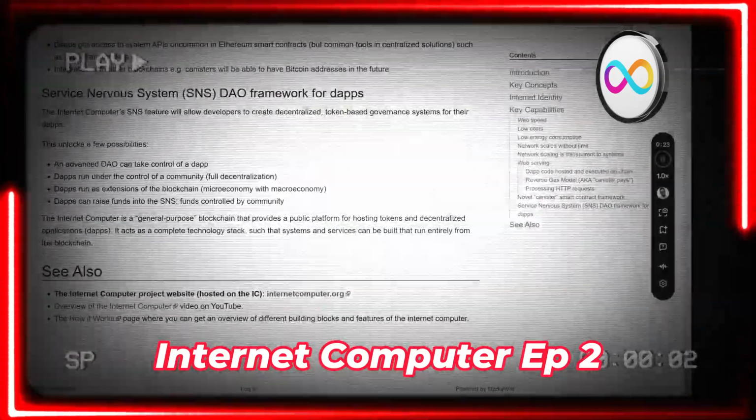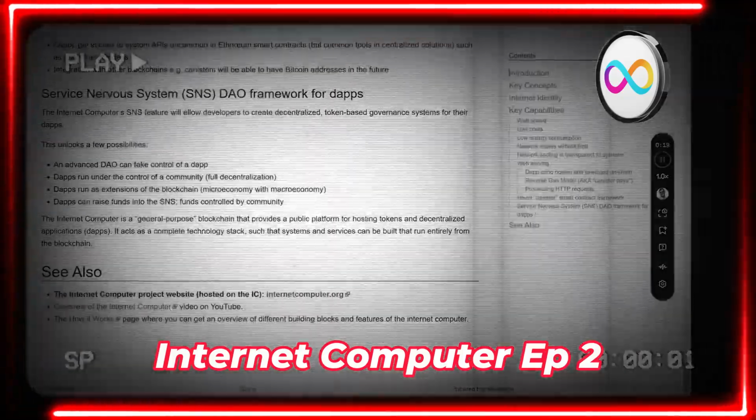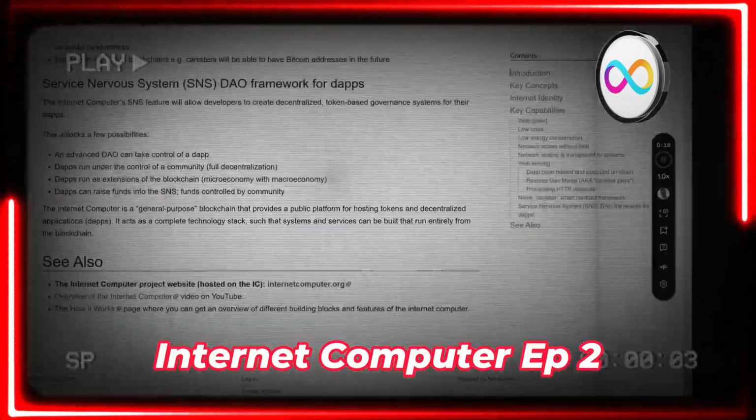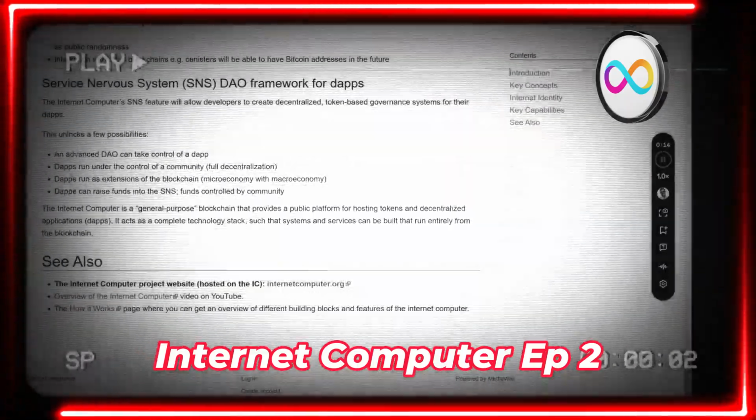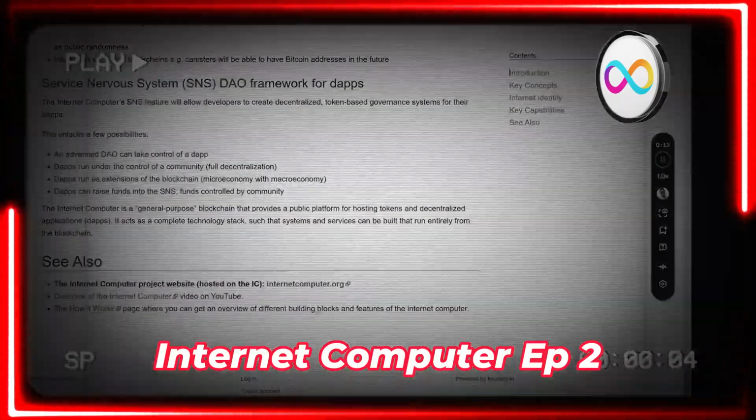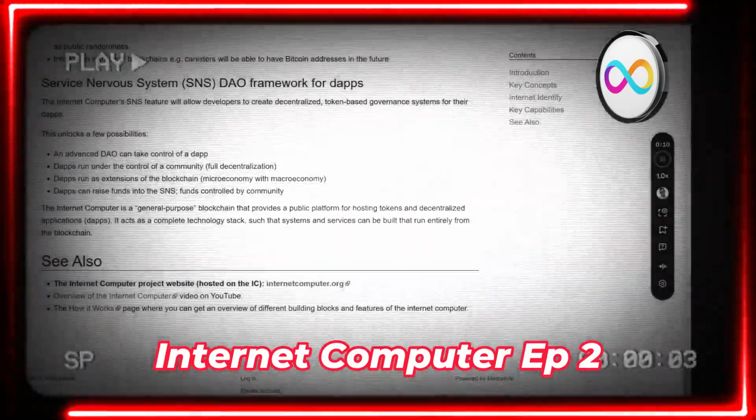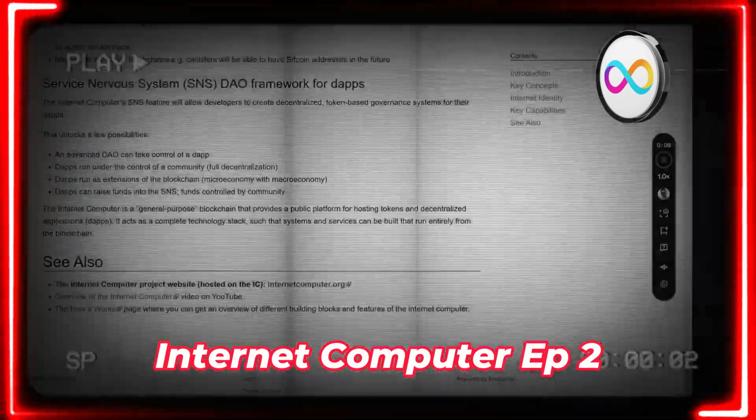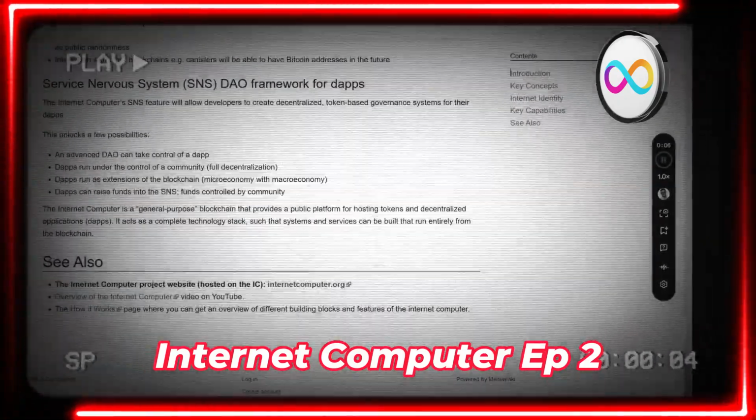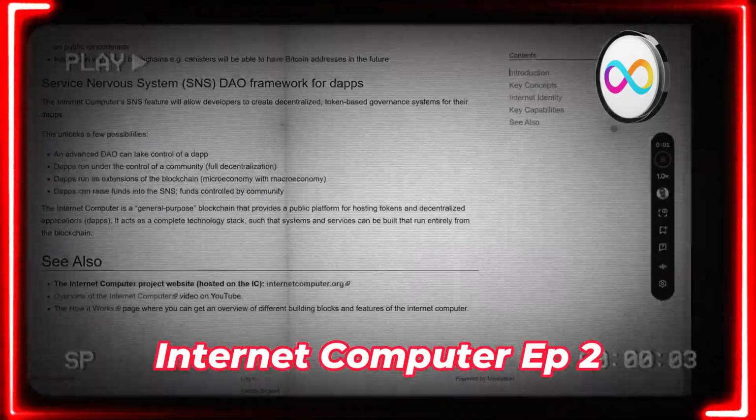The Internet Computer is a general-purpose blockchain that provides a public platform for hosting tokens and decentralized applications, dApps. It acts as a complete technology stack, such that systems and services can be built that run entirely from the blockchain. See also the Internet Computer Project website, hosted on the IC, internetcomputer.org, the overview of the Internet Computer video on YouTube, and the How It Works page, where you can get an overview of different building blocks and features of the Internet Computer.